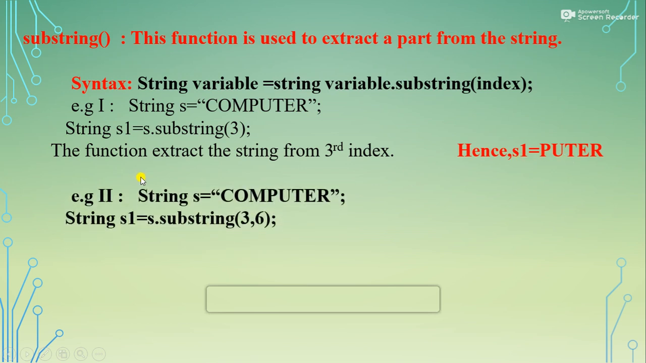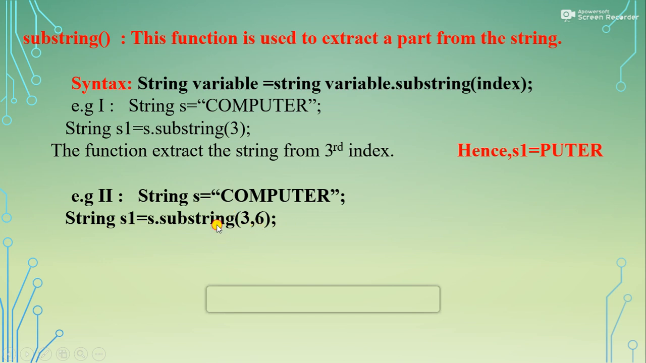Next example, same example I have taken here. In s variable I have stored computer. In s1 I am writing this function s dot substring 3, 6. If we check the differences between these two functions, here only one argument, or here I am passing two arguments. So it can be like that also.